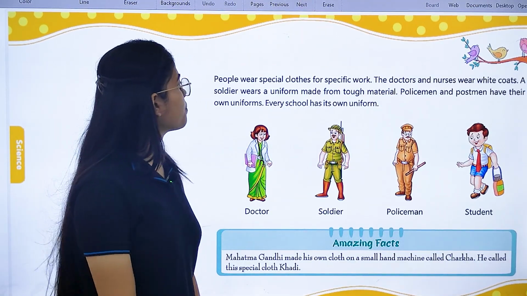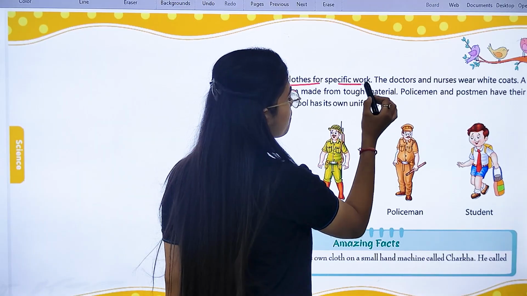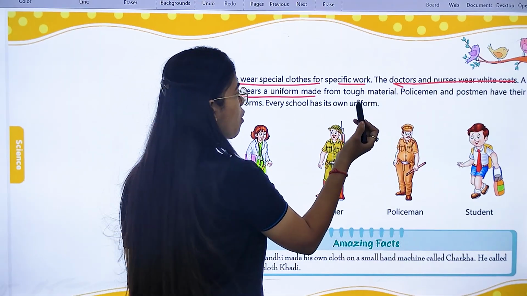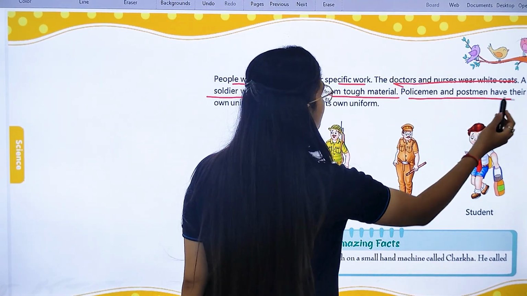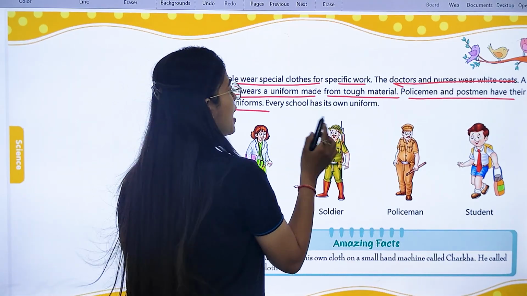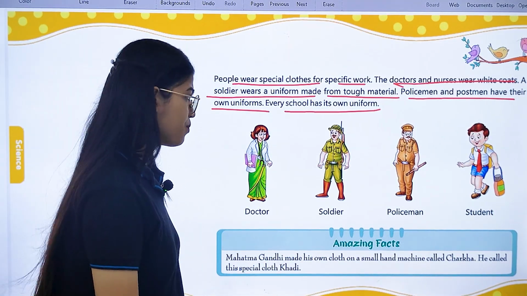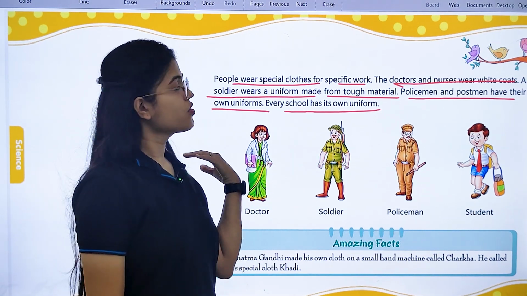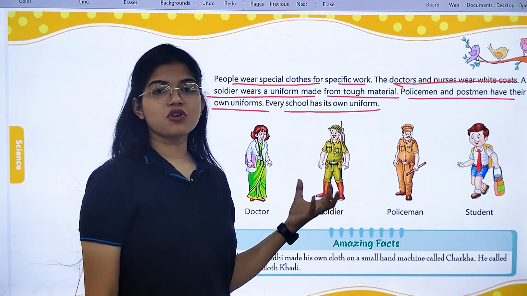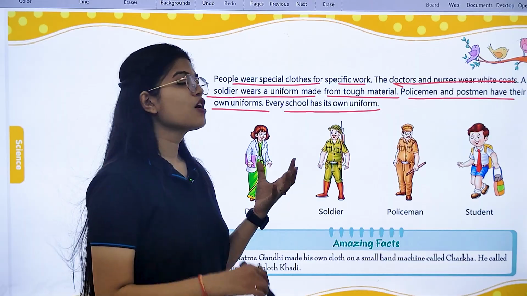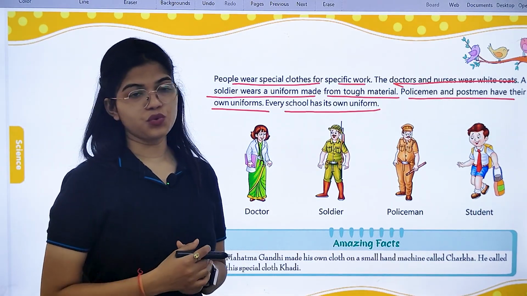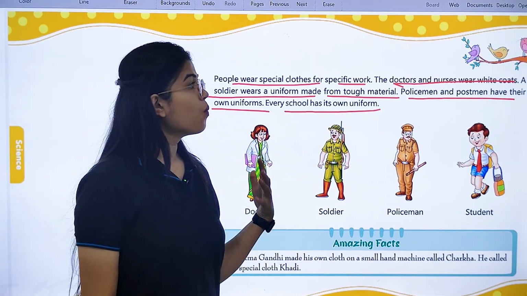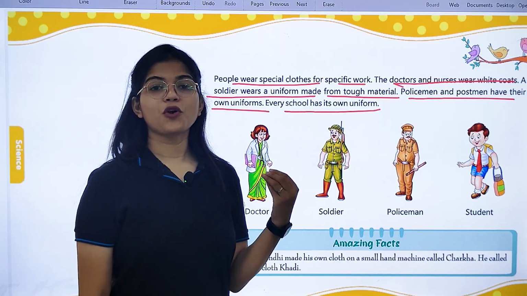Then, people wear special clothes for specific work. Doctors and nurses wear white coats. A soldier wears a uniform made from tough material. Policemen and postmen have their own uniforms. Every school has its own uniform. So, students, other than these uses of clothes, there are some other uses also: some people wear special clothes for the specific work which they do. Like you can see, this is a doctor, and similarly we have nurses, who wear white coats to specify their occupation.